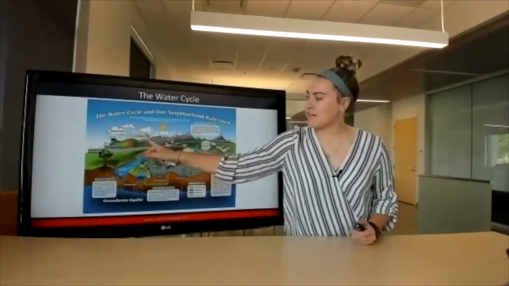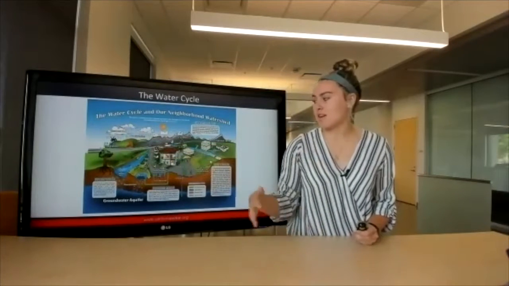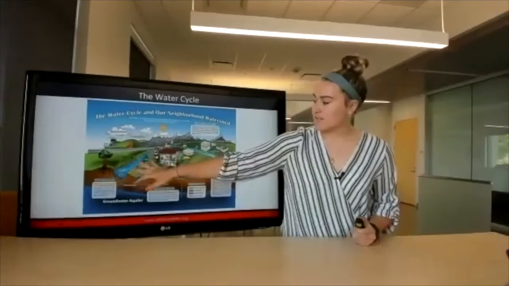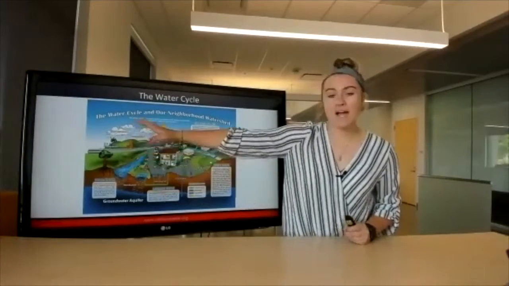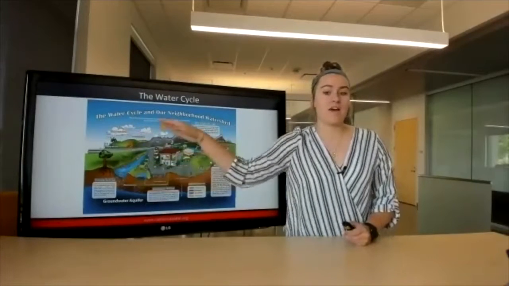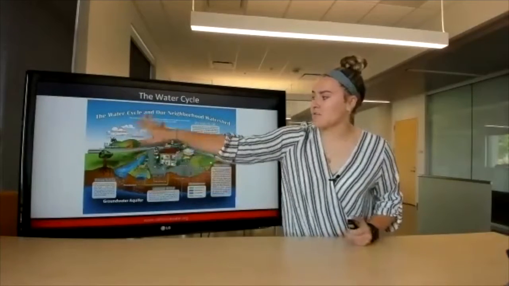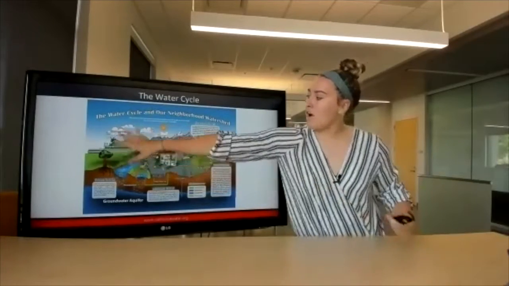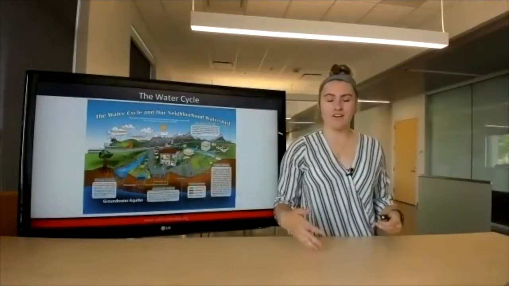And this part over here is the precipitation. And that's what rain is. Rain is precipitation. And then any water that doesn't soak into the ground is going to evaporate back up into the clouds, and then it's going to rain again. And so that's how we have a water cycle. It goes in a big circle. And so it goes evaporation, condensation, and precipitation. And that's how we have water on the surface.